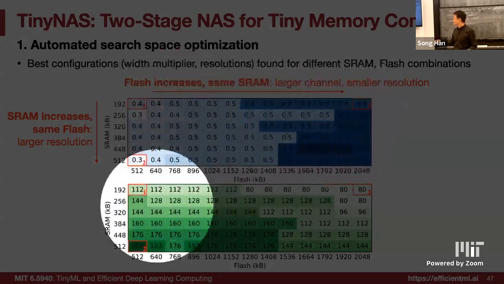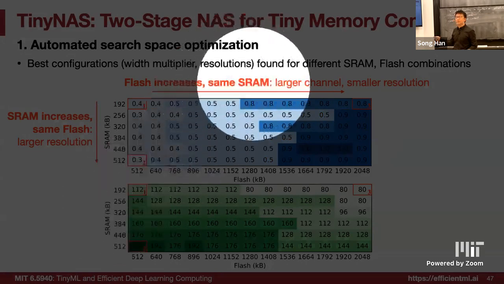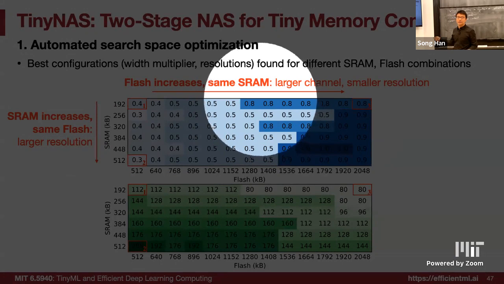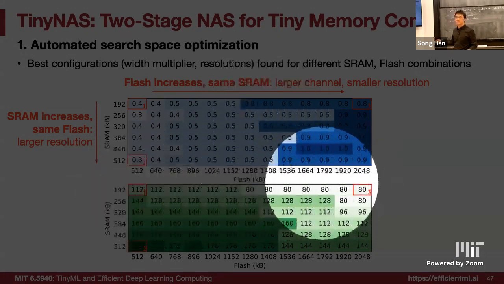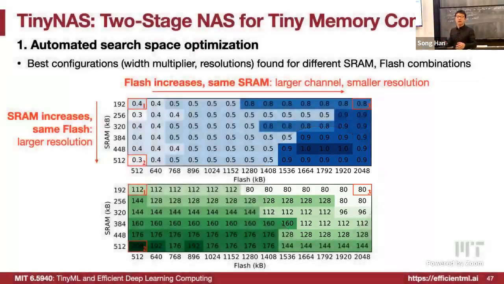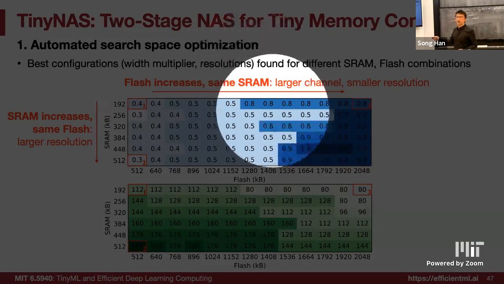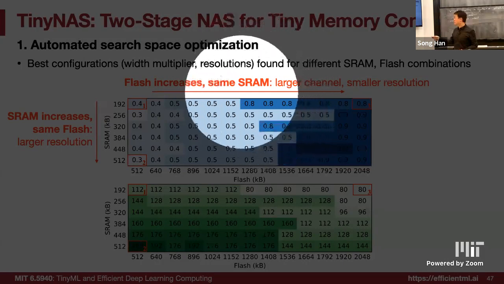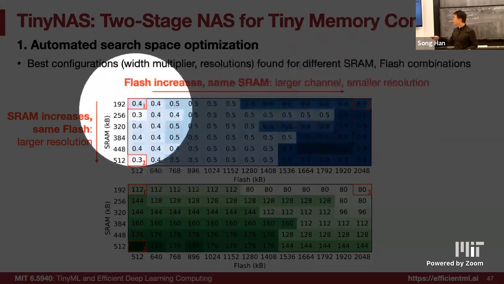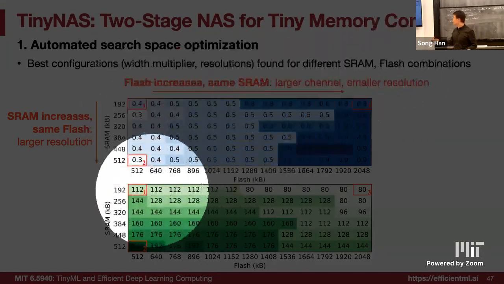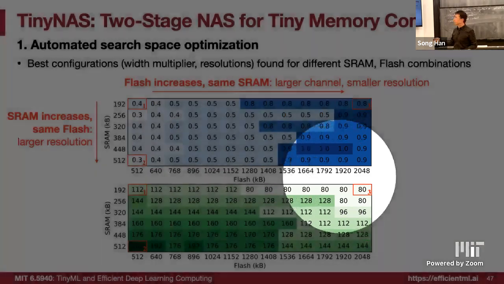Okay? What about the resolution? Since we have the same SRAM, and the channels are getting larger, the resolution has to be smaller, so that the channel times the resolution squared stays the same. Otherwise, you cannot hold it in the same amount of SRAM. Okay? So larger channel, smaller resolution.